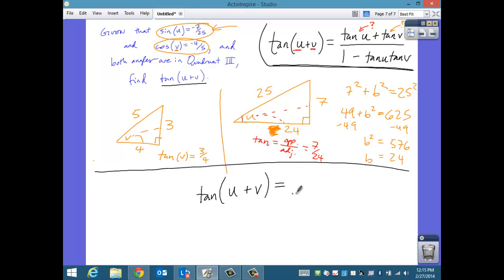What we do know is the tangent of u, and the tangent of u is 7/24. The tangent of v is 3/4. So now I'm just plugging in for these parts. Then on the bottom, 1 minus tangent of u times tangent of v is going to be the product of the two. All right, getting there.